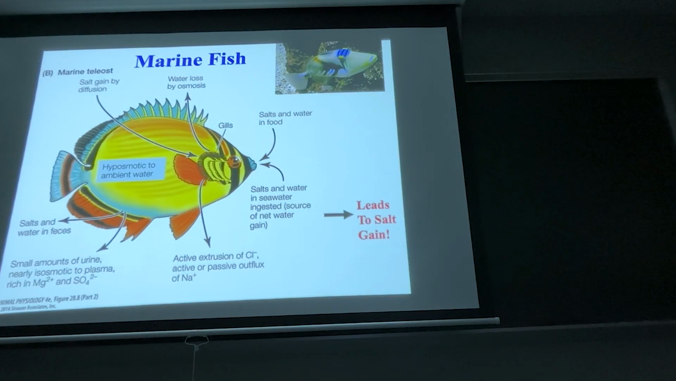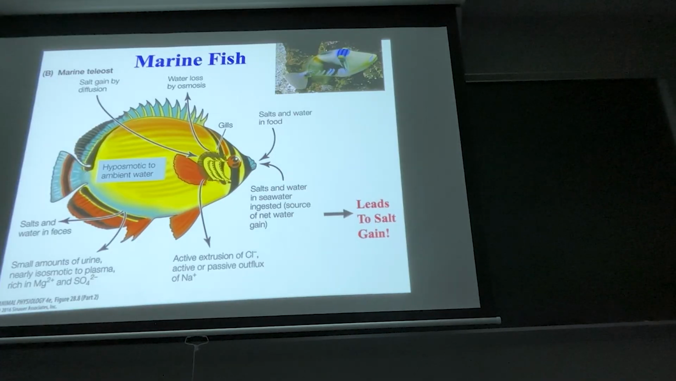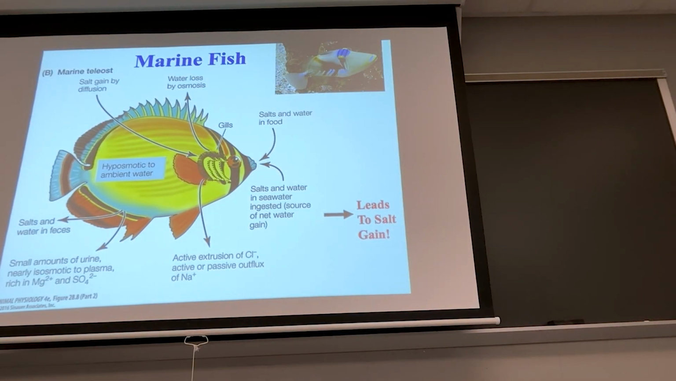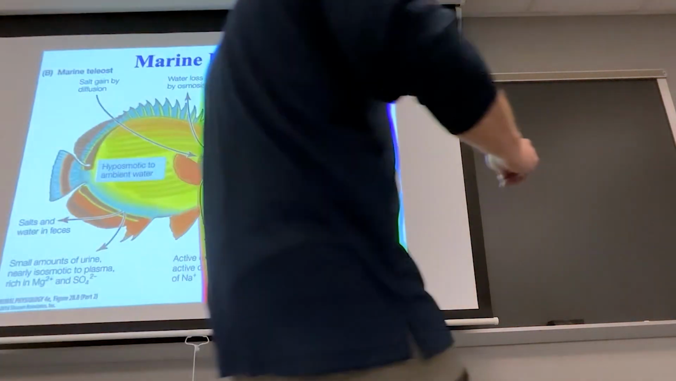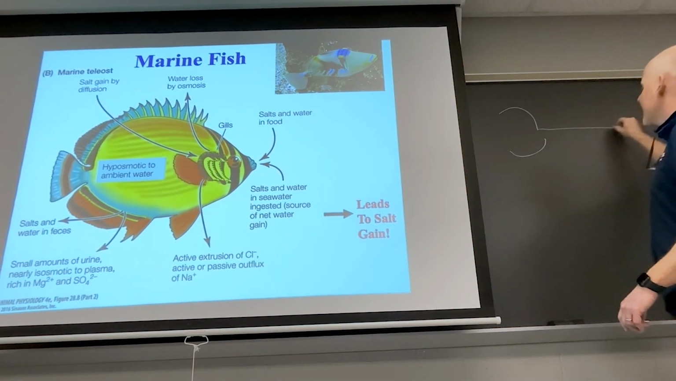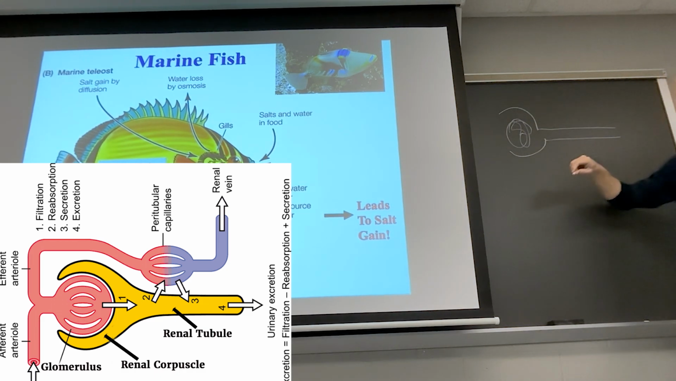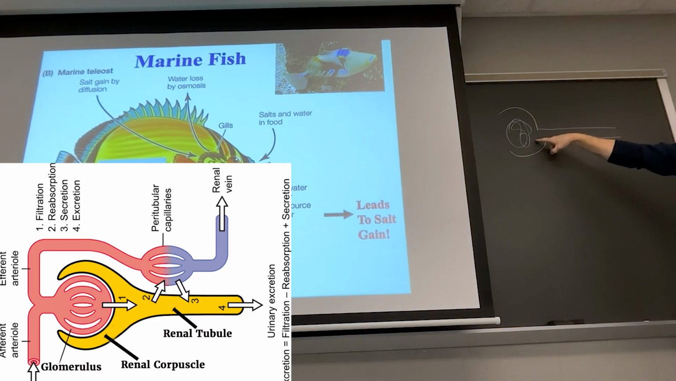Now, interestingly, their kidneys are very different looking in a lot of saltwater fish. So remember, when I told you about the nephron in a freshwater amphibian, right? They have huge renal corpuscles and then a renal tubule, right? This is where the glomerulus is. So the first part of their nephron is really big.